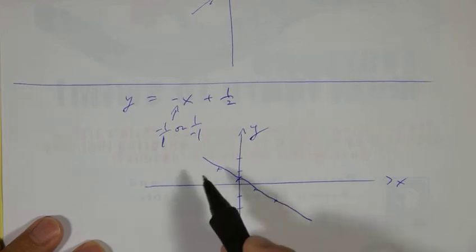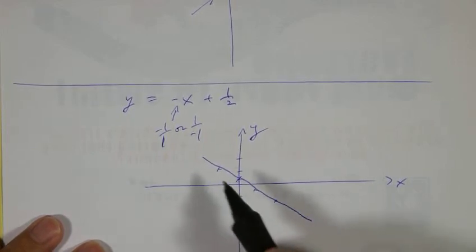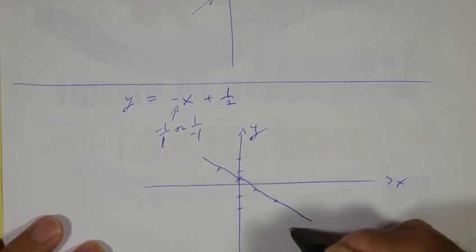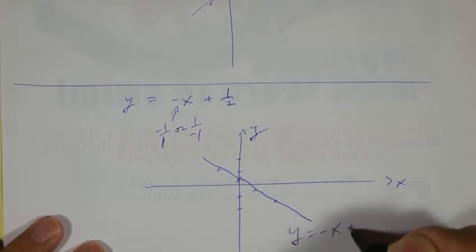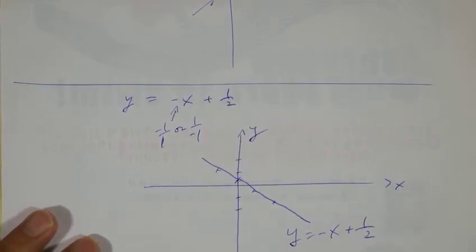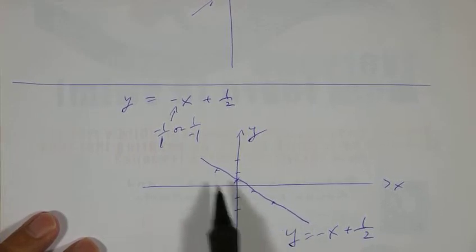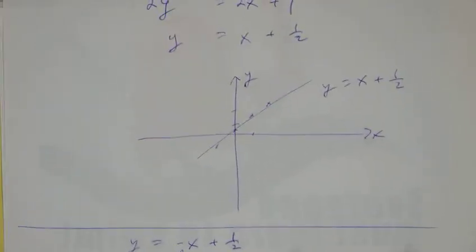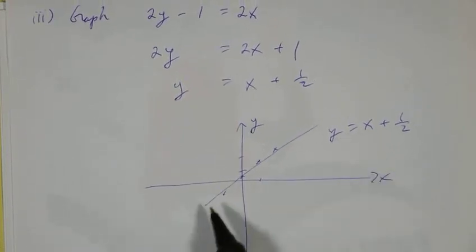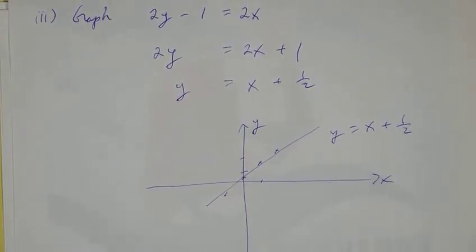From left to right, the line is moving downward because it's a negative slope. You have y equal to minus x plus 1/2. So when the slope is negative, the line is downward, like a downhill ski. When the slope is positive, like in this case, from left to right it is upward.